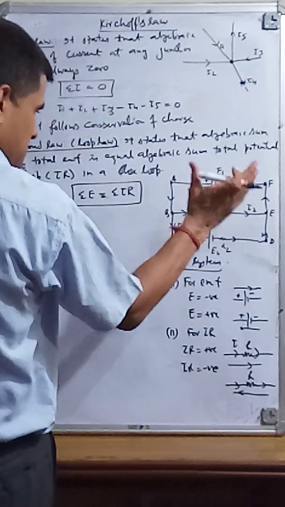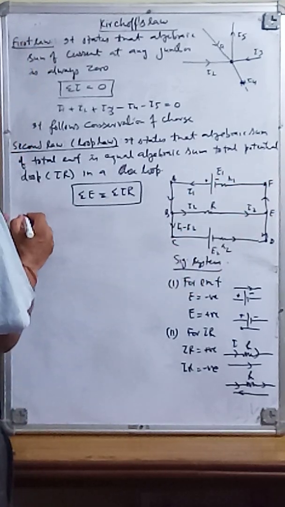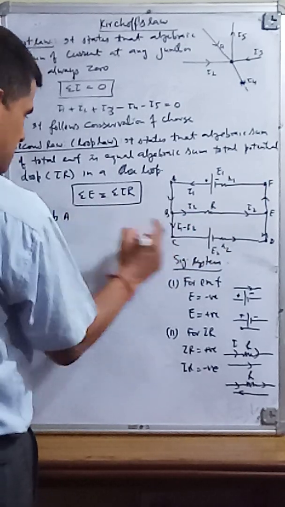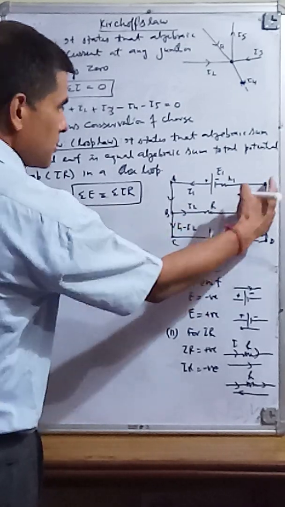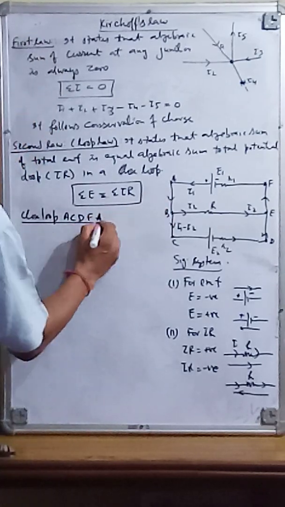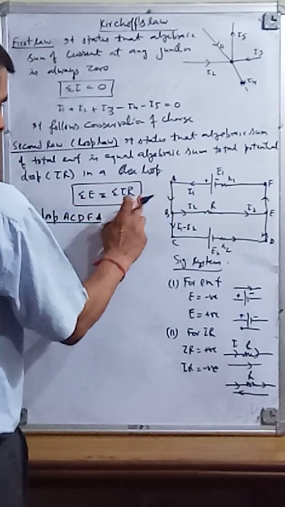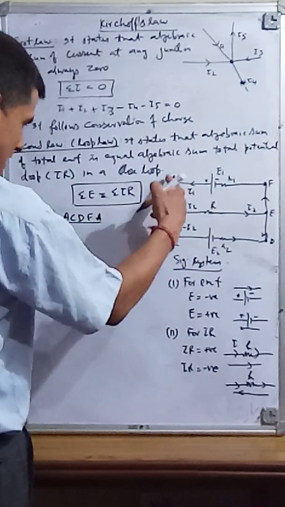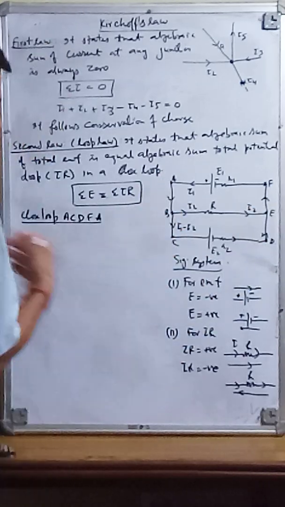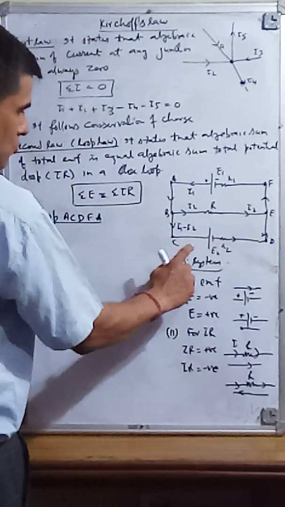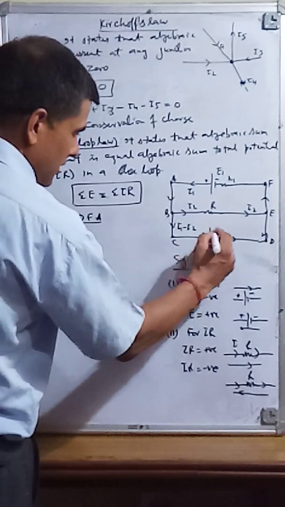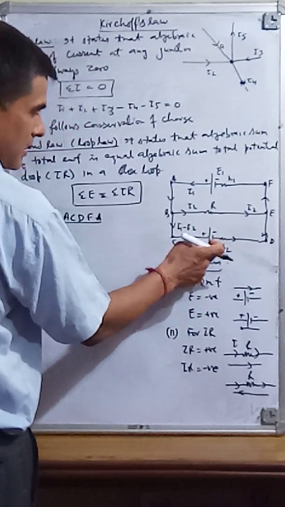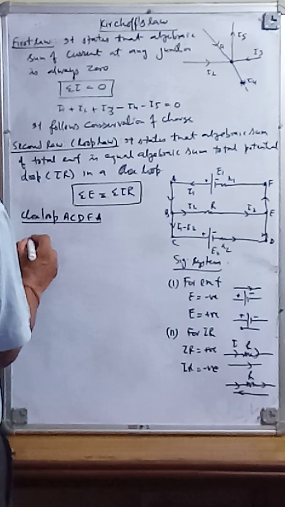Now let us apply this formula in this closed loop. I am taking this closed loop, A, C, D, F or E, right? So first of all we go for EMF. You go from A, here it is a cell. So this is a closed loop. I have chosen the direction A, C, this one. This is the arrow of the direction. While crossing this cell, I am leaving the negative terminal at last. So I will take the negative sign. So this is minus E2.